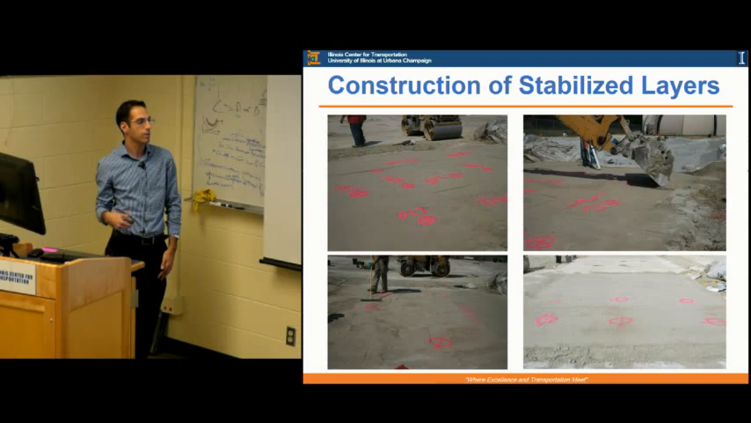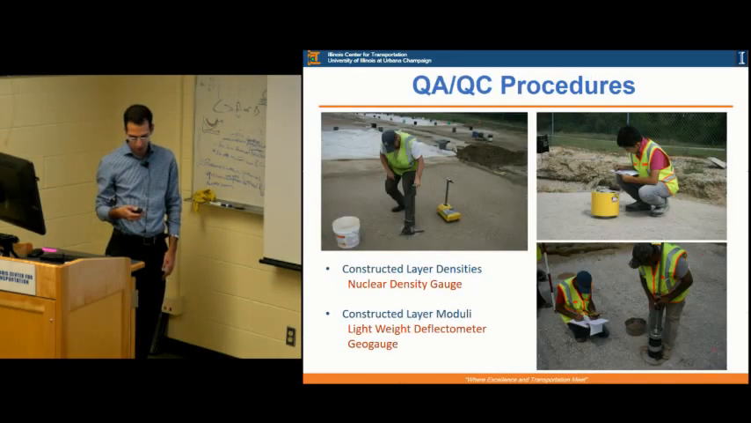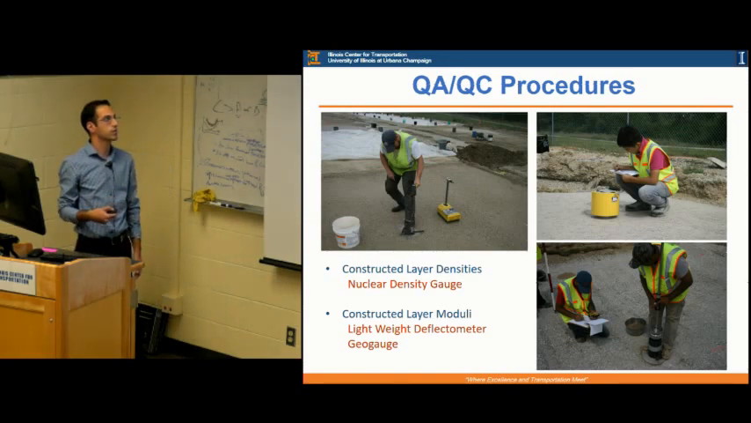And basically, we had very good quality control from the contractor, so we were able to get the exact layer thicknesses, or as accurate as possible, to the 12 inches or the 6 inches that we were shooting for in the construction. After that, we had some QA, QC measures on all of the built layers. So we had density measurements. We were using the GeoGauge and the LWD to get the layer moduli of the materials.